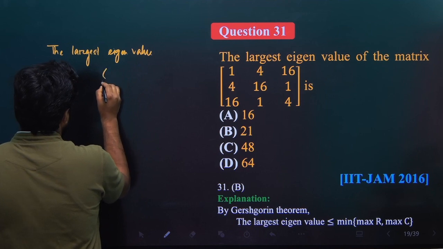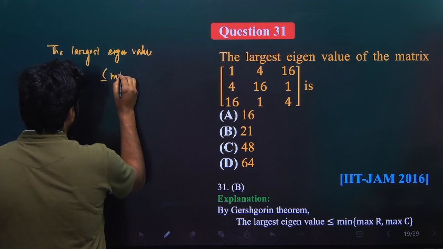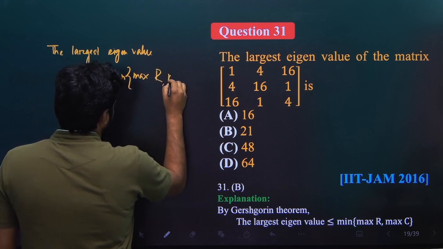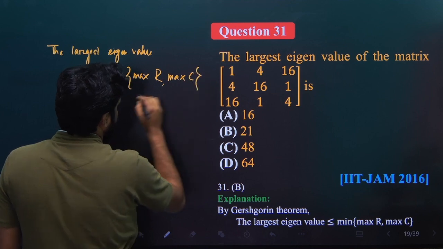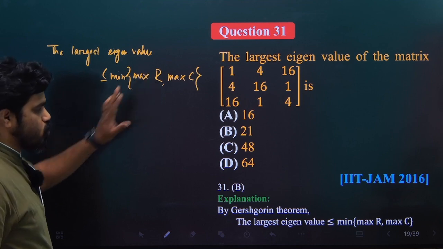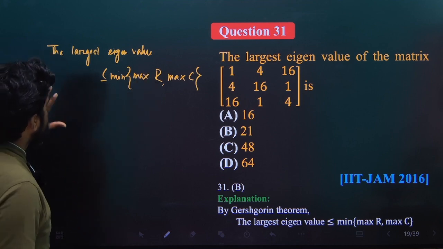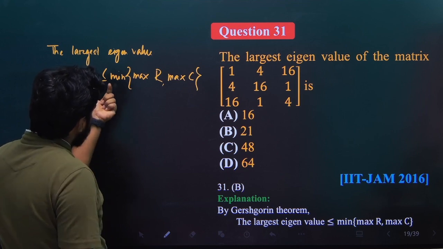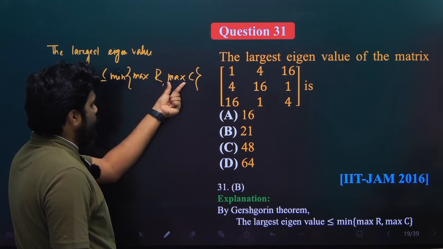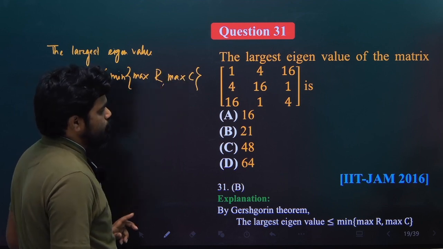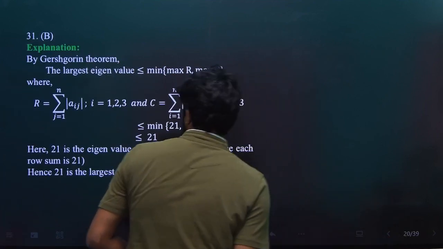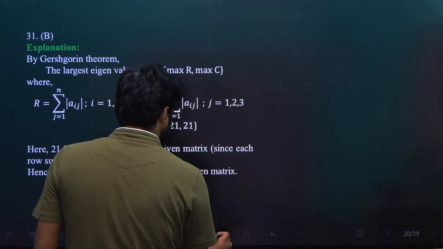The largest eigenvalue is less than or equal to the minimum of max R, max C. R denotes row. Just note this: the largest eigenvalue is less than or equal to the minimum of max R and max C, where max R means maximum row sum and max C means maximum column sum.